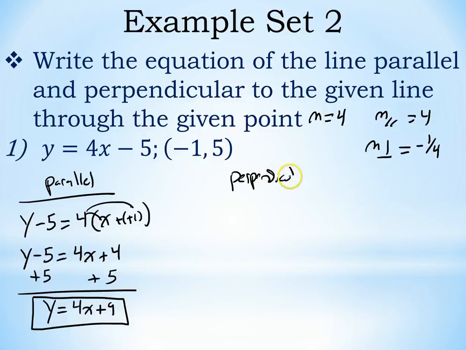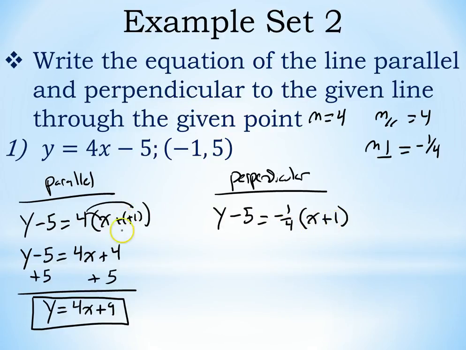Perpendicular. So same setup, y minus 5 equals now negative 1/4 of (x plus 1). We know it's going to be x plus 1 because of the minus and negative from the previous problem. Everything should be the same for both parallel and perpendicular, except we'll have a different slope on the outside. I notice my negative 1/4 will not go into the 1 nicely, so I'm going to multiply everything by negative 4 to clear out the fraction and get rid of the negative sign. This gives me negative 4y plus 20 equals just x plus 1.